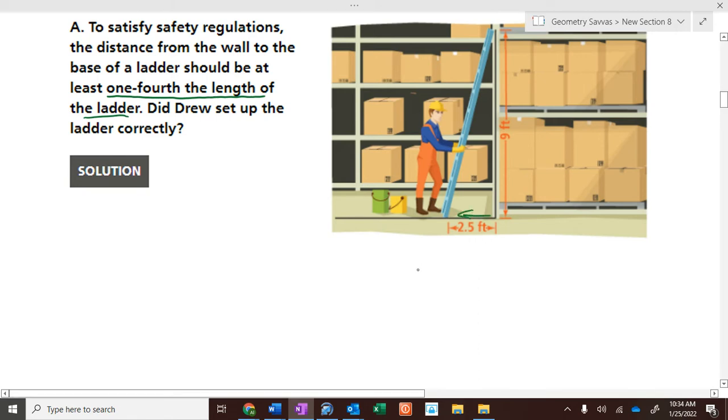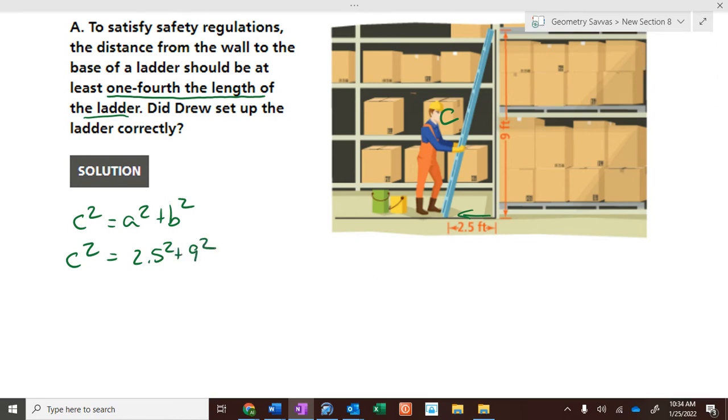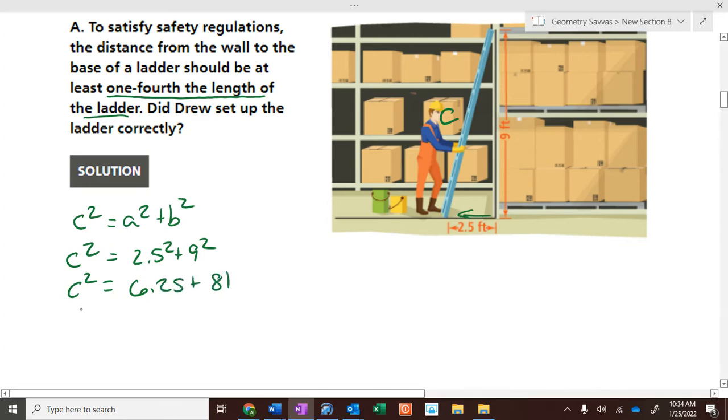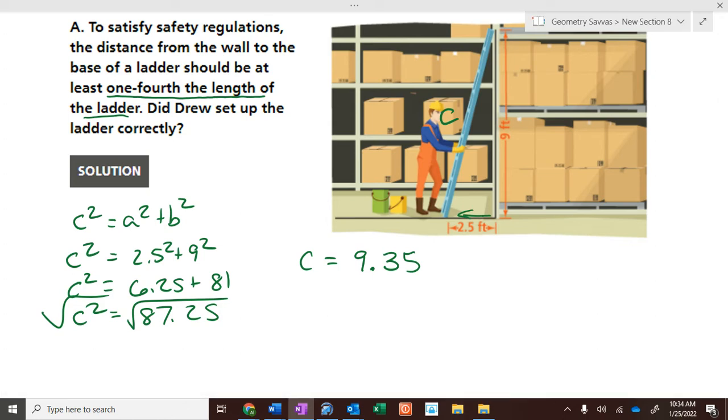So we need to figure out the length of the ladder, which is c, right? Because that's the hypotenuse. So if c squared equals a squared plus b squared, c squared equals 2.5 squared plus 9 squared. What's 2.5 squared? 6.25. 9 squared? So c squared equals 87.25. So you take the square root on your calculator. What would c be approximately? 9.35, something like that. So the length of the ladder is about 9.35 feet.